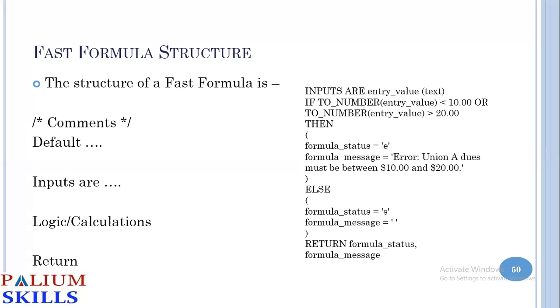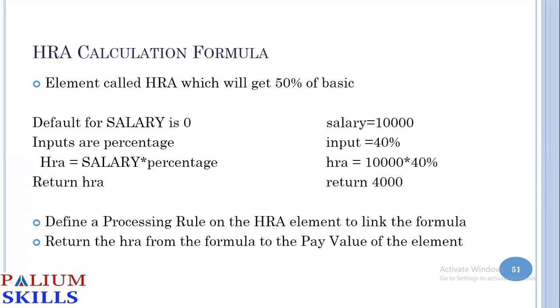In what case do you mostly use formulas? Formulas are used when you have to do some calculations which are not directly there in the system, for example PF calculation, HRA calculation, or DA calculation. These are all calculations that you do based on basic. For HRA you can put the percentage of basic. So, when you put the percentage of basic, here's an example. See, the formula is also written.